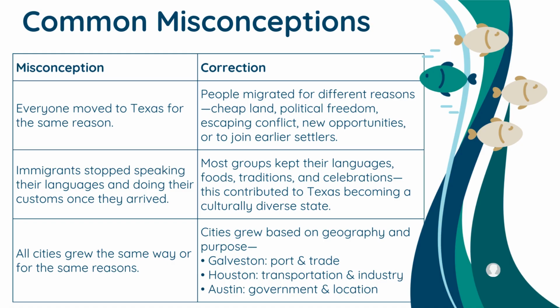You might also hear students think that Texas grew in the same way for the same reasons, but cities developed based on their unique geography and purpose. For instance, Galveston thrived as a port and trade hub. Houston became a center for transportation and industry. Austin grew due to its role in government and its strategic location. So, understanding these nuances helps us appreciate the diverse factors that shape Texas history and development.